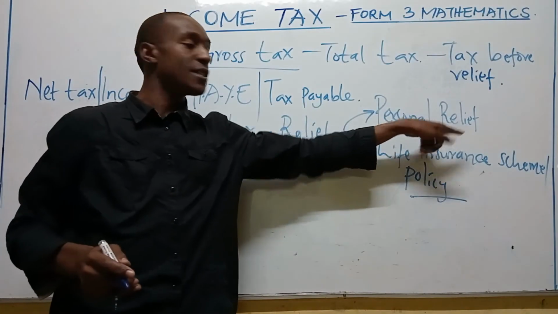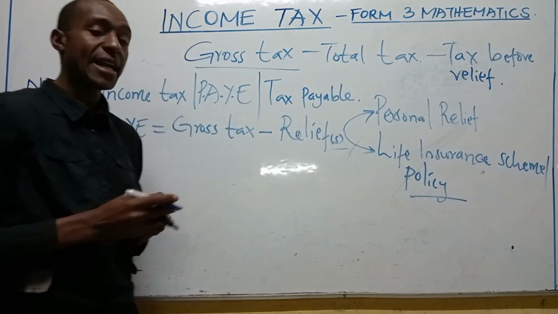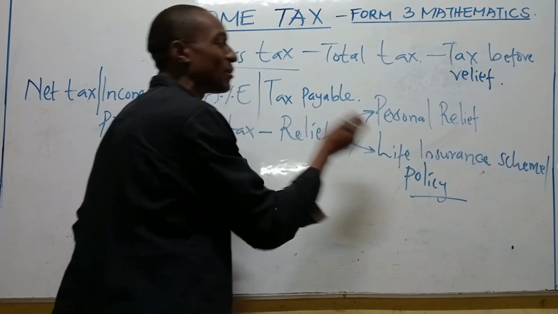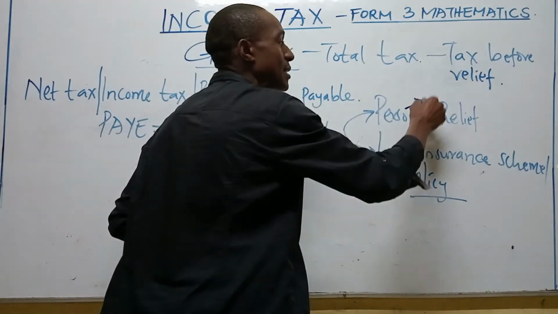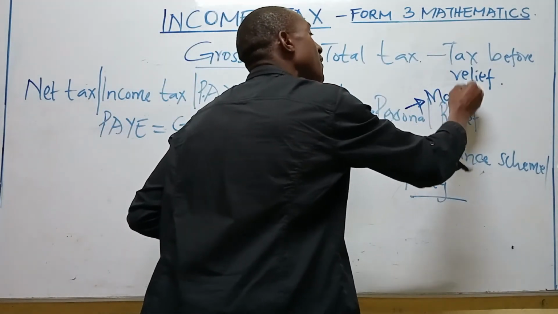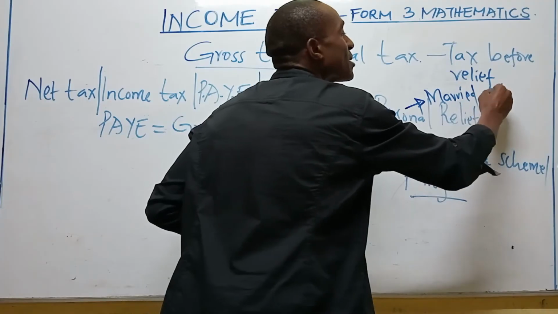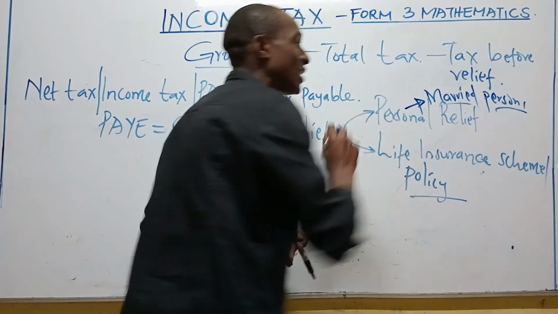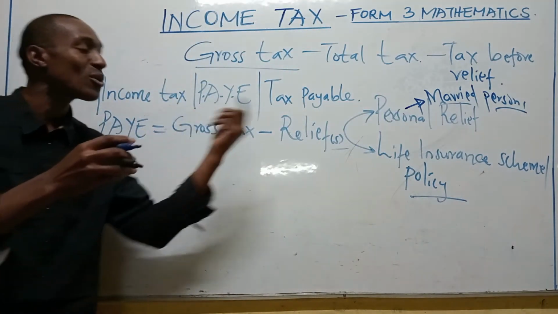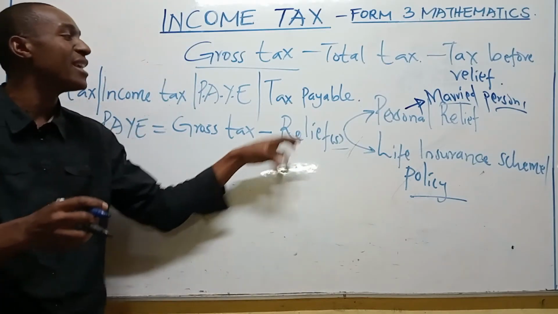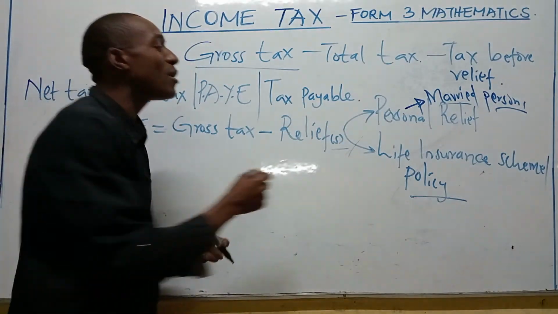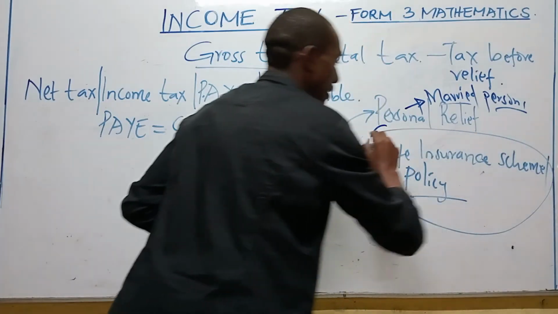Personal relief is mostly for married people, and they just relieve you. They give you some little amount of money to pay your taxes. This one is commonly known as the relief for married persons. They know that married people have got responsibilities, and so they relieve them by paying a little bit of their tax. Let me talk about life insurance policy.